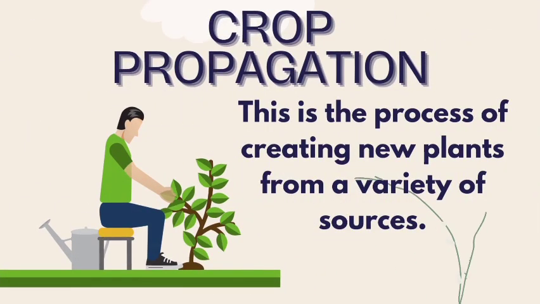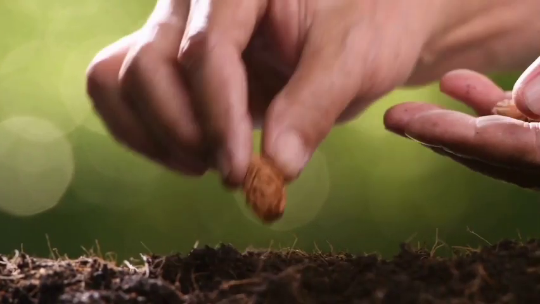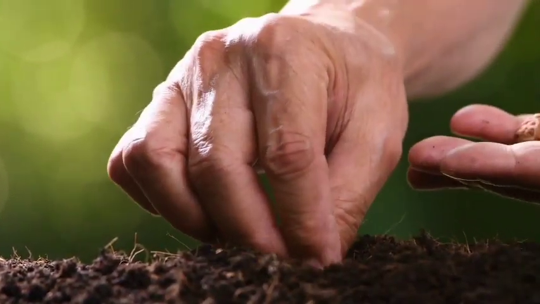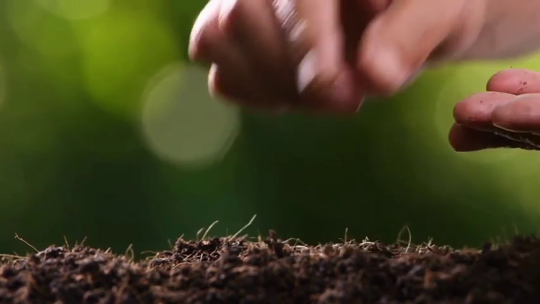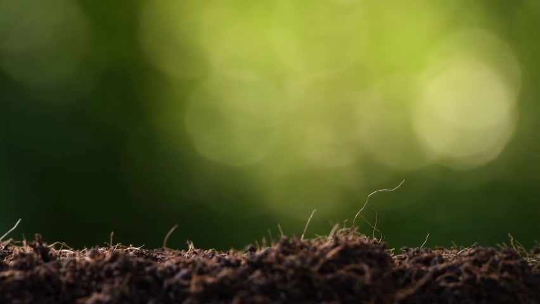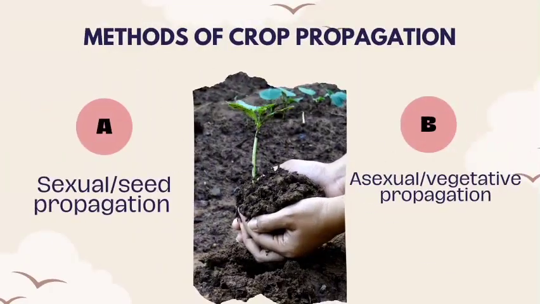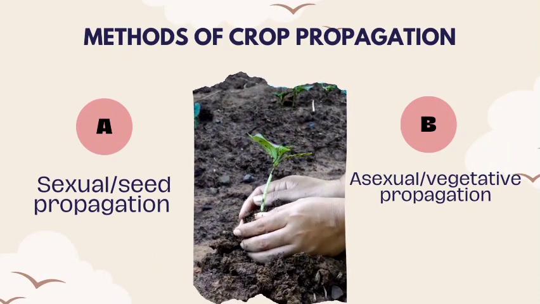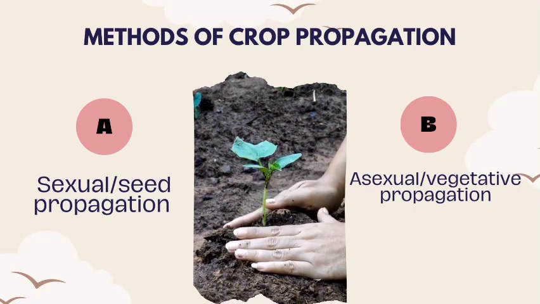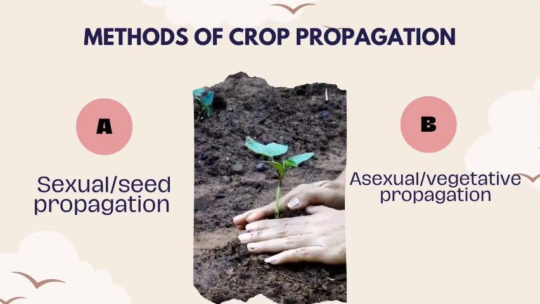Crop propagation is the process of creating new plants from a variety of sources. In other words, it is the multiplication of crop population for a continued existence of crop species. It simply means planting or sowing. So crop propagation is when you plant crops and they reproduce. There are basically two methods of crop propagation. We have the sexual or seed propagation and the asexual or vegetative propagation.